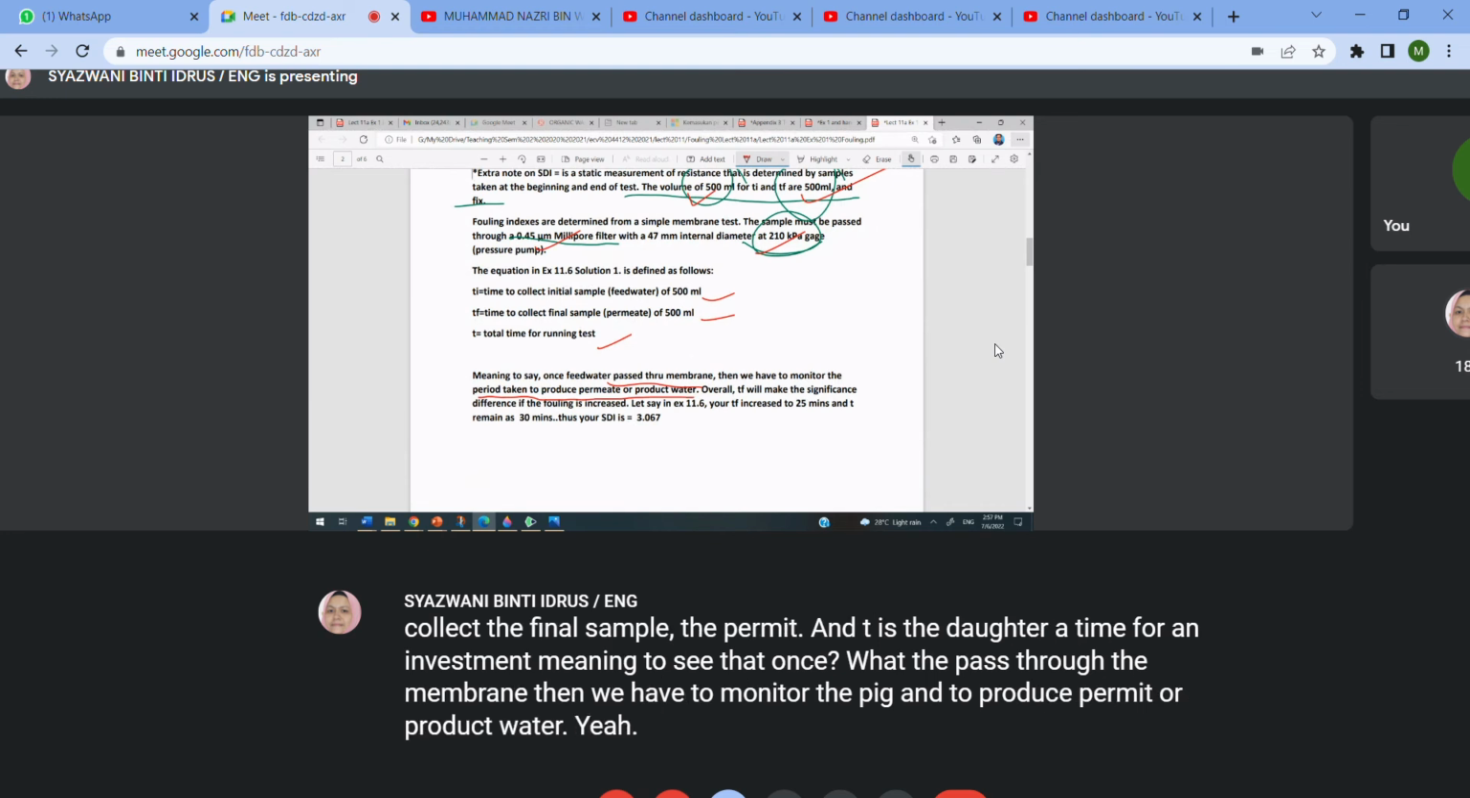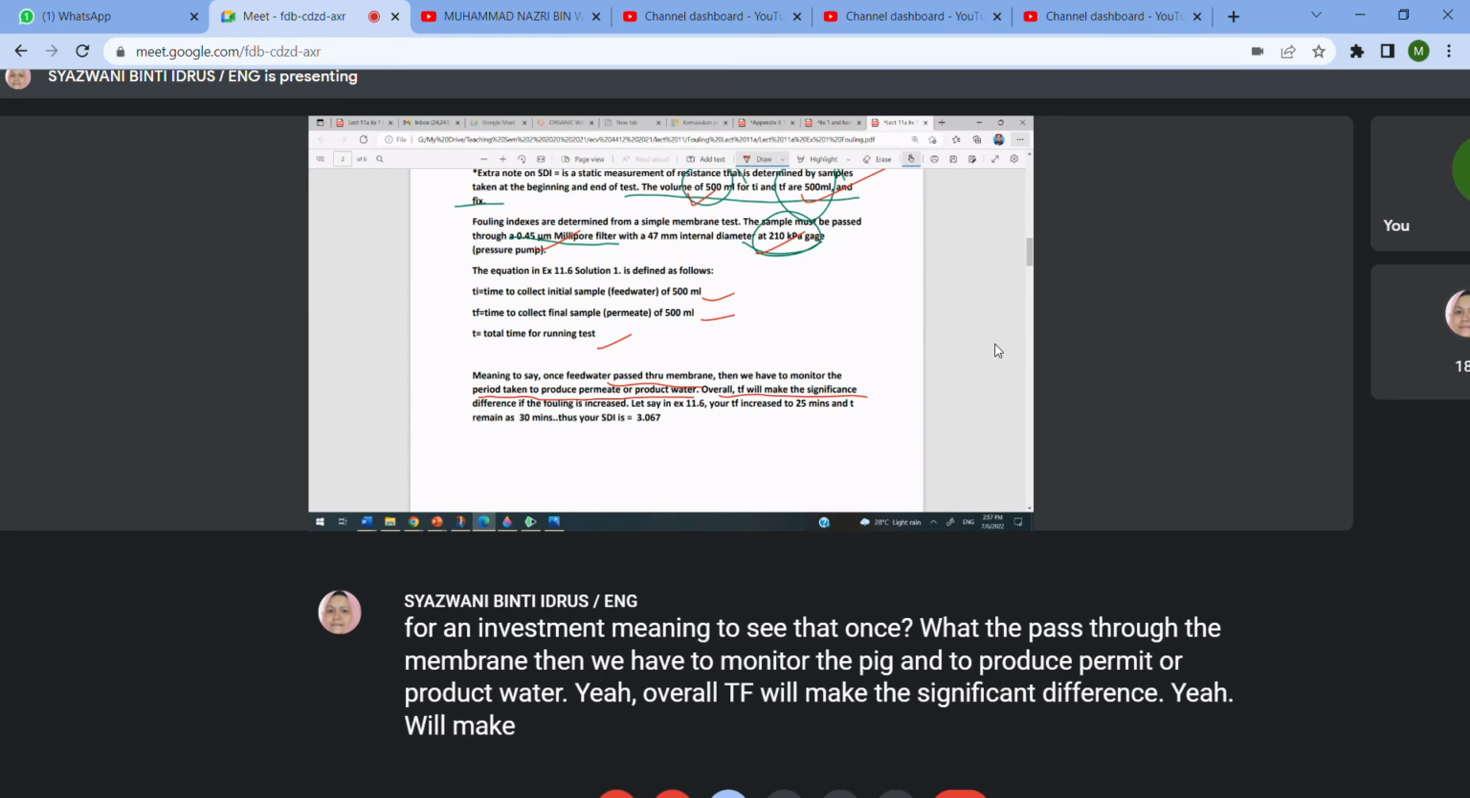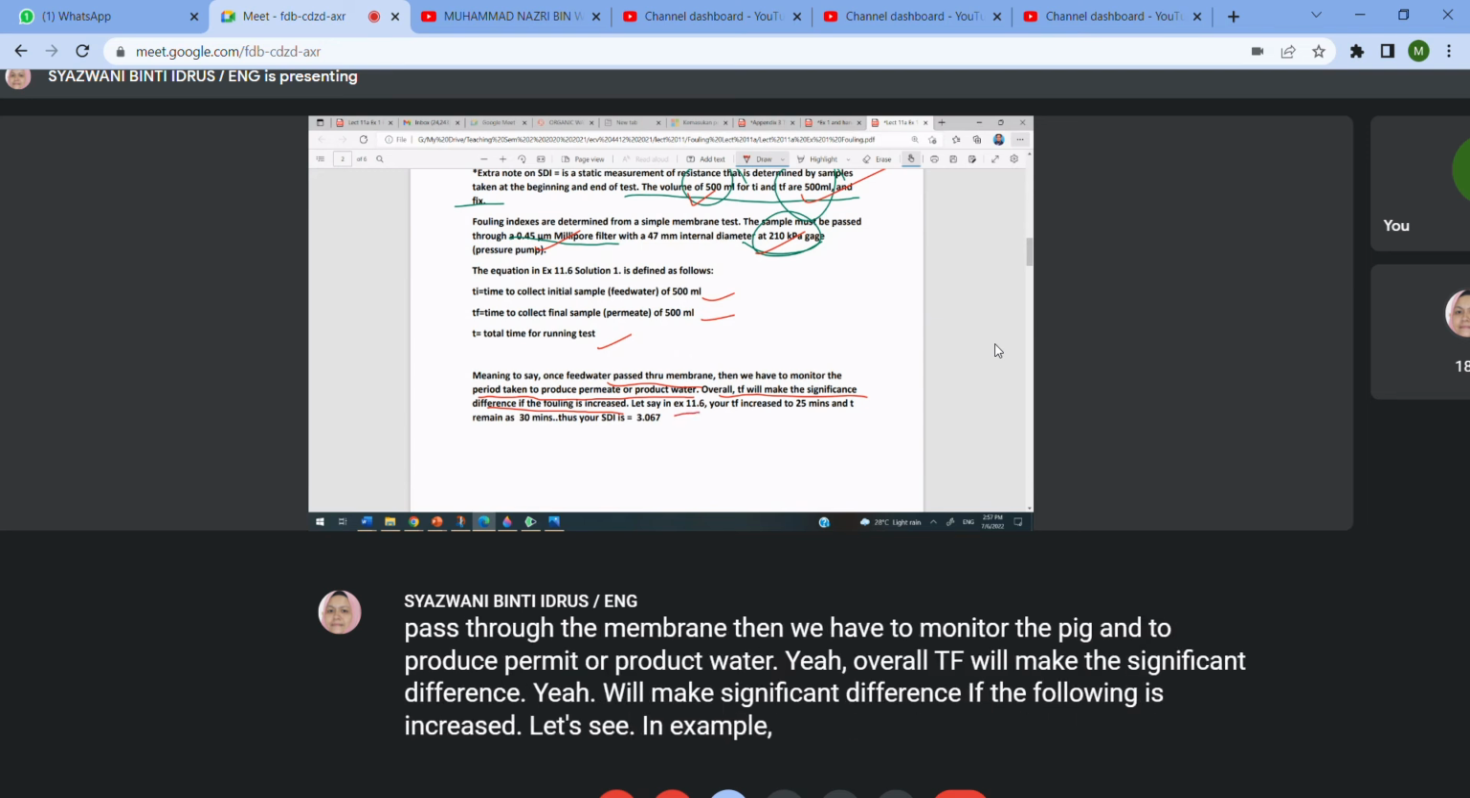Overall, Tf will make a significant difference if the fouling is increased. Let's say in the same example, the Tf increased to 25 minutes.